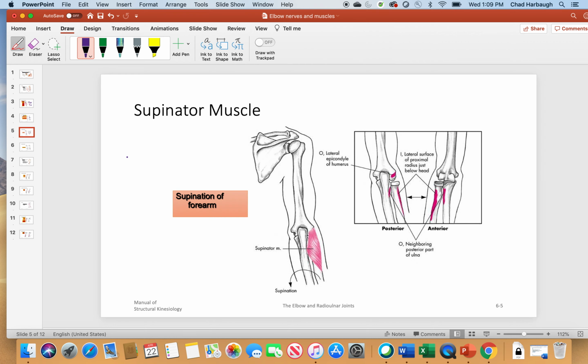The supinator, the job is in the name. Its job is for supination. Whenever we have supination, we're going to have the origin, which is going to be fixed. So the origin is going to be portions of the humerus and the posterior side of the ulna. So we have a fixed position, and then the insertion will be pulling on the radius, going into supination.